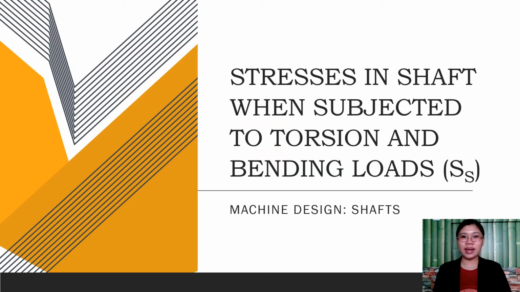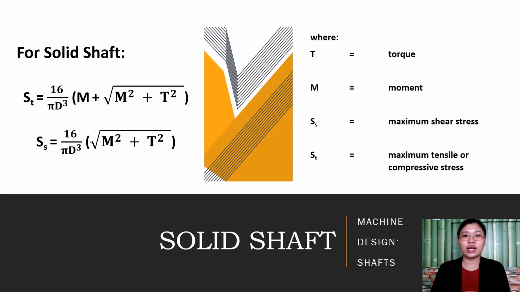Earlier, we mentioned stresses in shaft when subjected to pure torsion. Now, I will be introducing to you stresses in shaft when subjected to torsion and bending loads. Again, we denote this as Ss. You can use other nomenclature as long as you know that it is for the stress of a shaft subjected to pure torsion, or subjected to torsion and bending loads.